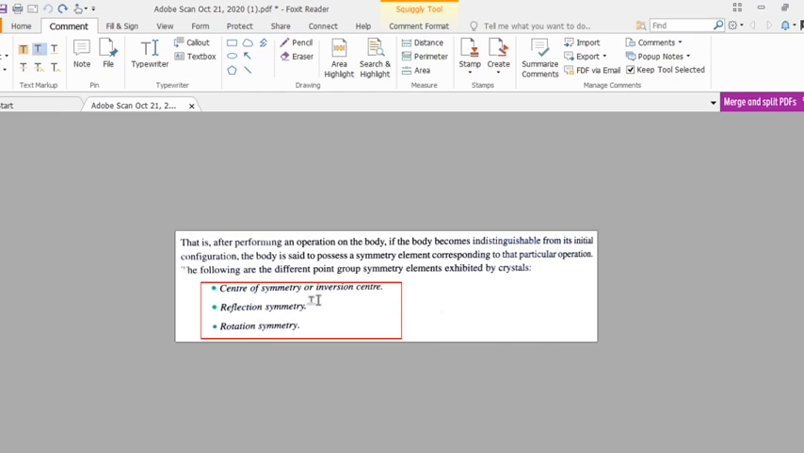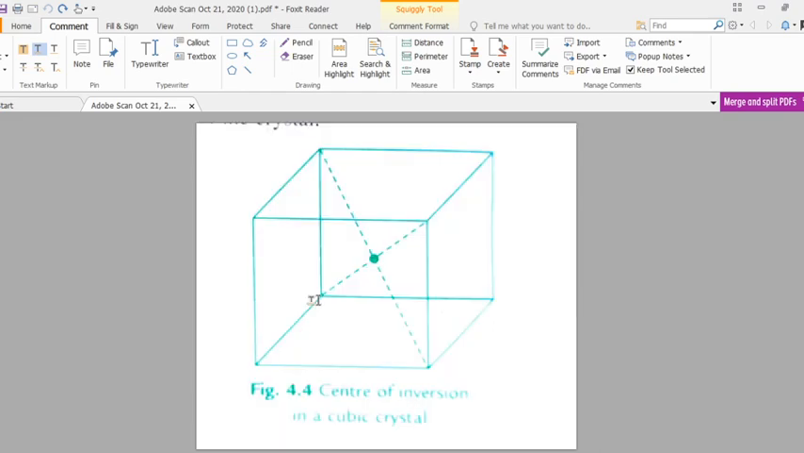Okay. And an example is given, that is called the center of inversion. Suppose you have a cubic setup, a cubic crystalline system. At the center of that you are choosing a point or an atom. Let us say it is a body center. So one atom is at the center. Now this atom is looking at this corner, and that is at a distance r.